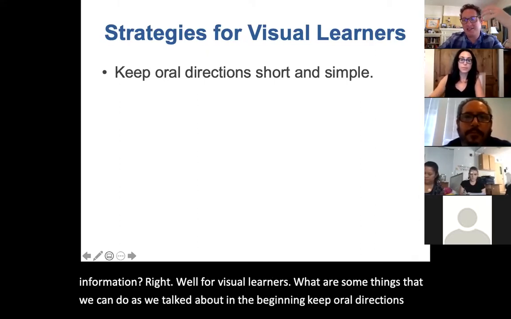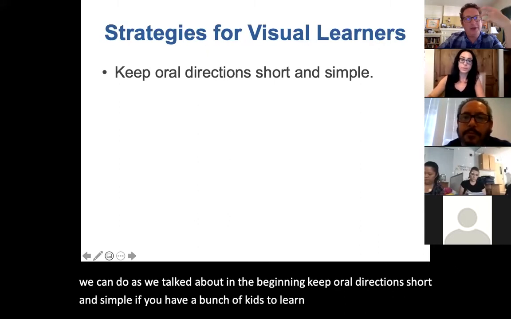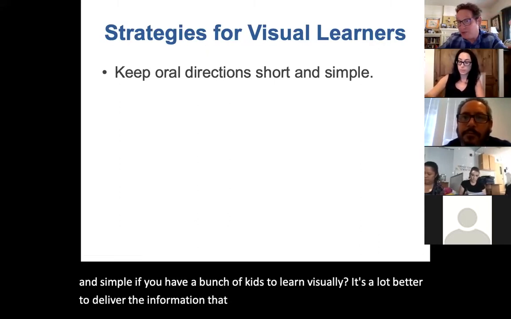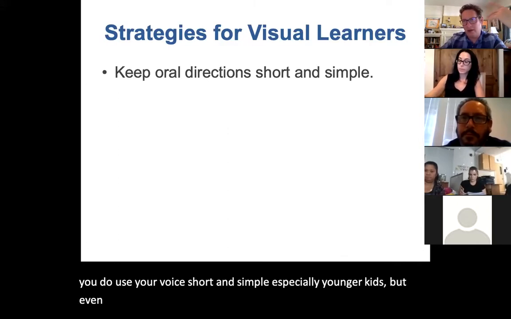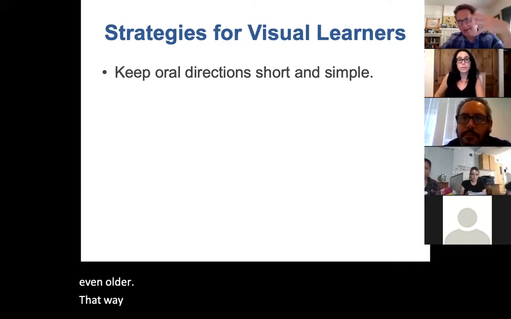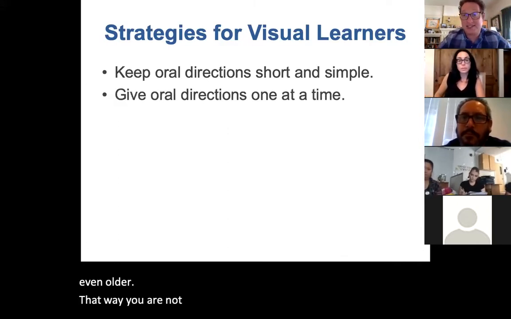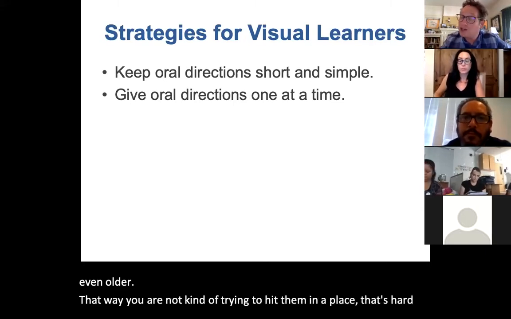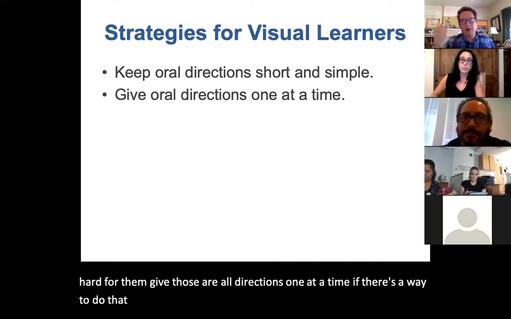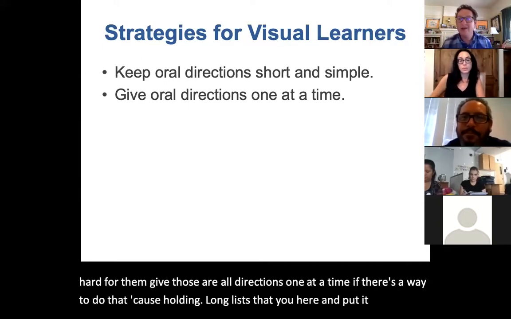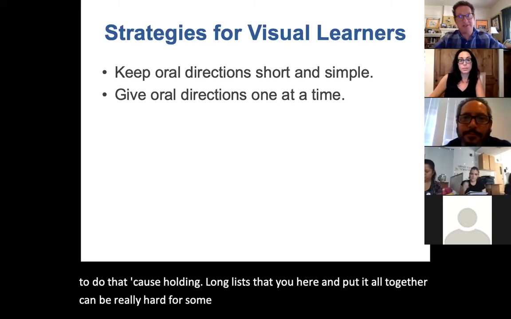If you have a bunch of kids that learn visually, it's a lot better to deliver the information that way as well as with your voice. And when you do use your voice, short and simple, especially younger kids, but even older. That way, you are not trying to hit them in a place that's hard for them. Give those oral directions one at a time, if there's a way to do that, because holding long lists that you hear and putting it all together can be really hard for some kids, especially if they learn best visually.